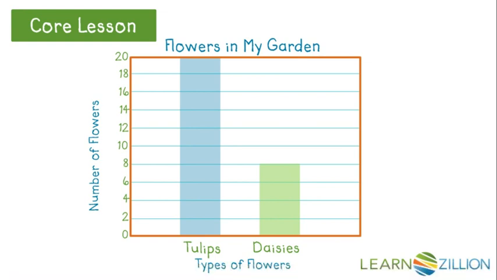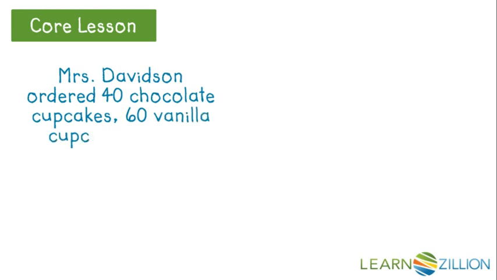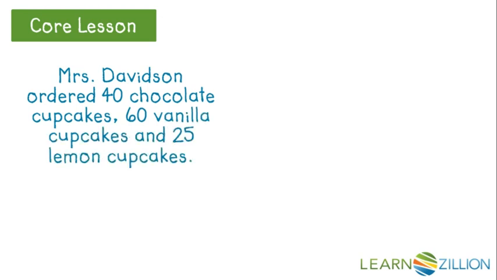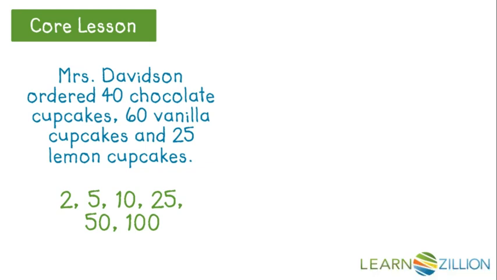Let's think back to Mrs. Davidson's situation. Mrs. Davidson tells us that she ordered 40 chocolate cupcakes, 60 vanilla cupcakes, and 25 lemon cupcakes. If our scale counted in increments of 1, that would be 61 numbers on our scale. That would not work. It's important to keep in mind that while a scale on a graph can have any amount of numbers, the easiest graphs to read have scales with 5 to 12 numbers. Too many numbers on a scale will crowd the axes, and too few will not display your information clearly.